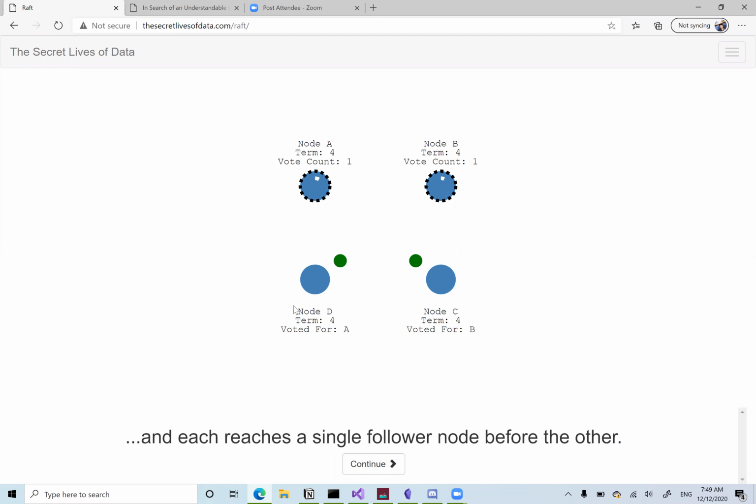So if this node receives a message to vote from these two nodes, whoever's message comes first, it will vote for that, right? Because we said that a node will only vote once for this term, right? So it will respond back to one of them.